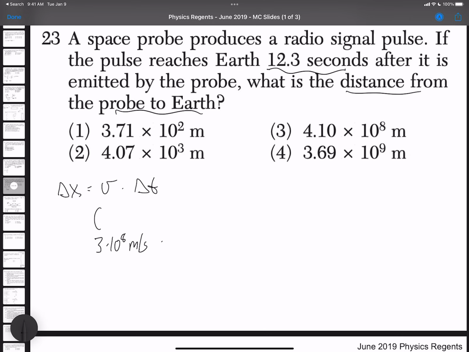So I just have to multiply that 3 times 10 to the 8 times the 12.3 seconds. And in this example, I'm not even going to really use a calculator. I know 12 times 3, well, that'll be like 36. And so my answer choice here is going to be 4. Where they're getting these two answers from, 1 and 2, is instead of using the speed of light, they're using the speed of sound. So even though radio carries sound information potentially, it does not travel at the speed of sound. It travels at the speed of light.